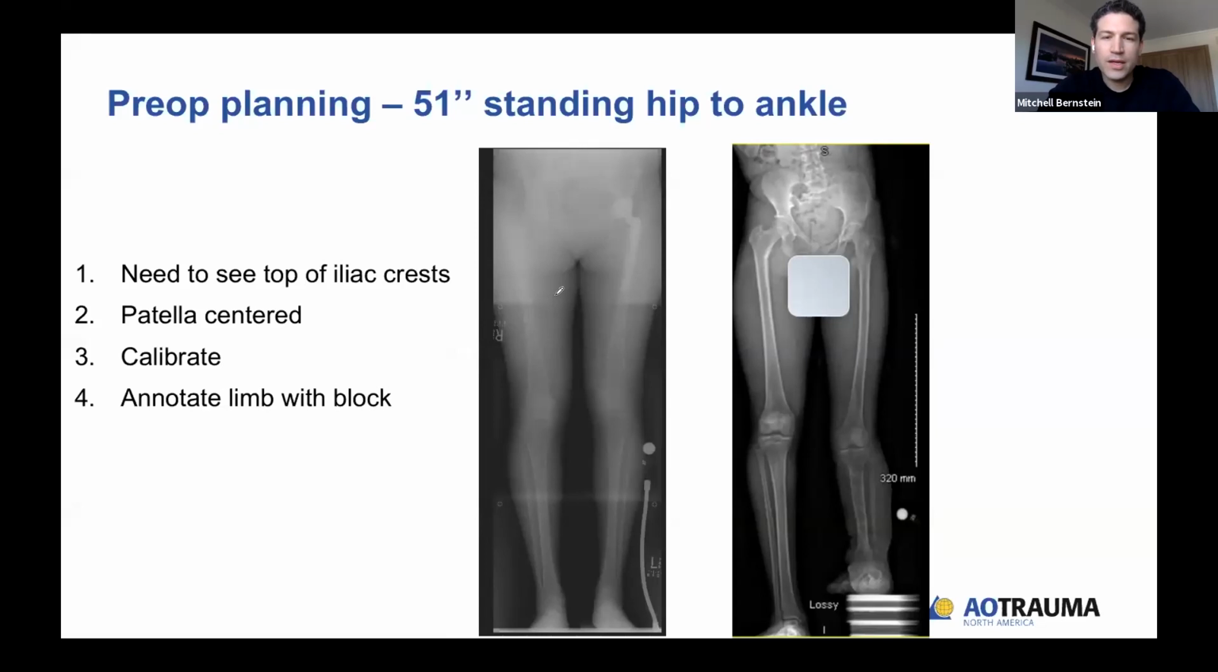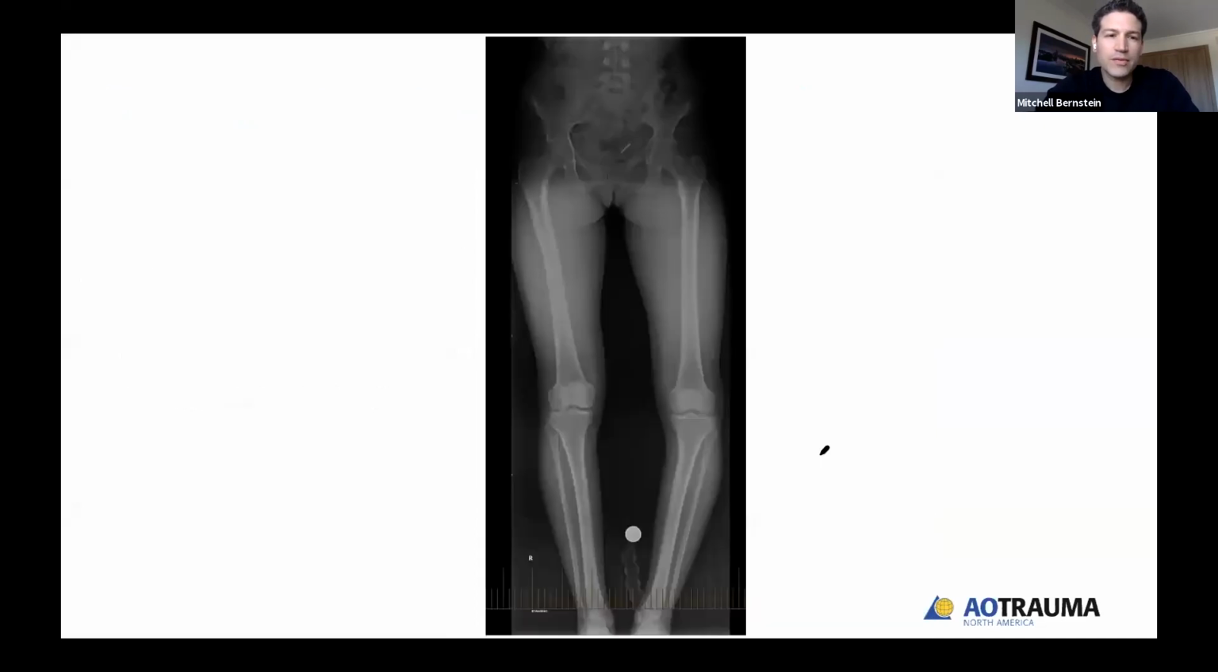These are examples of poor X-ray. This is very poor quality stitching. It's very hard to see. Can't see the iliac crest. This patient has a 15-centimeter block, but they never annotated the film that he had a block. So this is an example of poor X-rays. This is an example of very good X-ray.